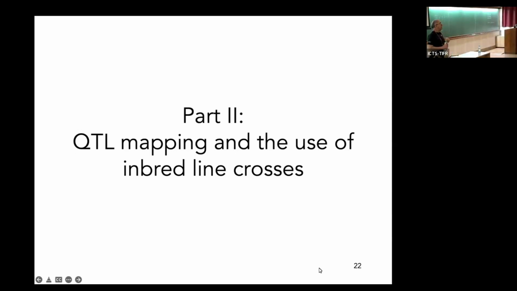So now let's use that concept of linkage to map QTLs. Any questions so far?